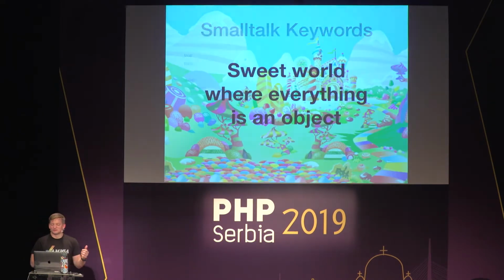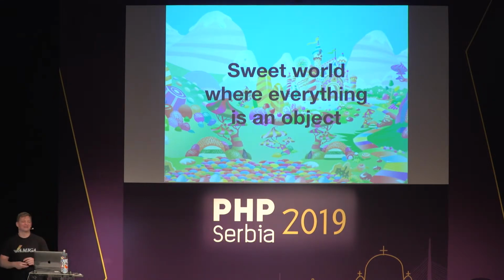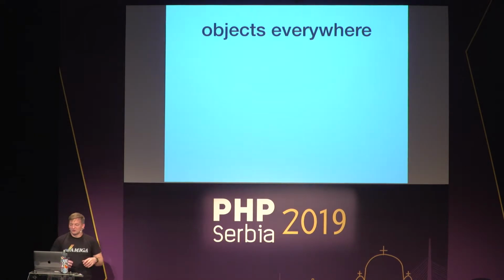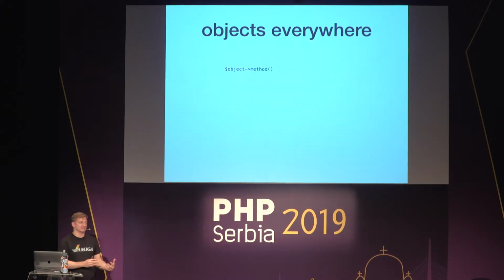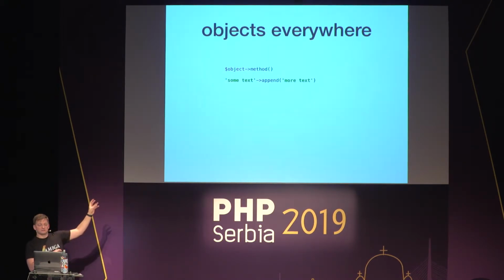And the thing is, Smalltalk comes from a sweet little world where everything is an object. So we have objects everywhere. And I will try to explain this in PHP code, how it works in Smalltalk. We have an object that has a method. And in Smalltalk, everything is an object. So there are no primitives, right? It's kind of like in JavaScript, because as soon as you put a string there for JavaScript, it's an object. And for Smalltalk, it's quite the same. So you can just define something, and then it's immediately an object. So you have a string, and you can call a method on it, like append some other text.